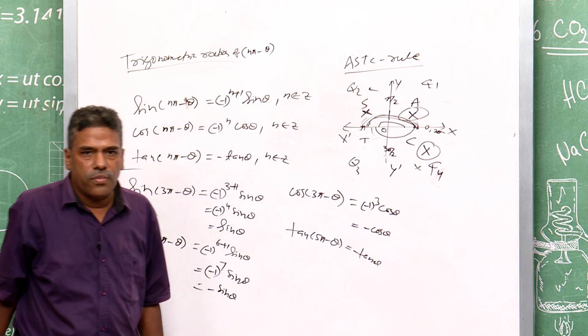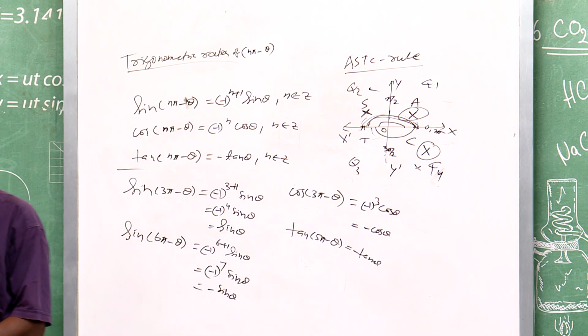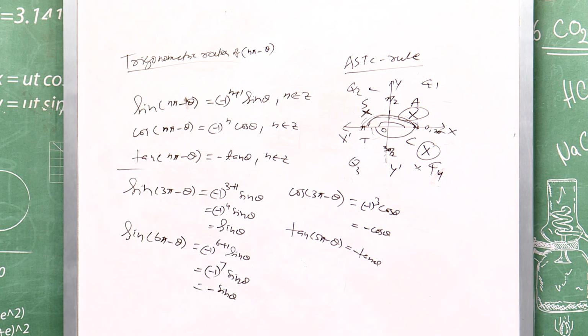Okay. So, next, then n pi plus theta, trigonometric ratios of n pi plus theta.